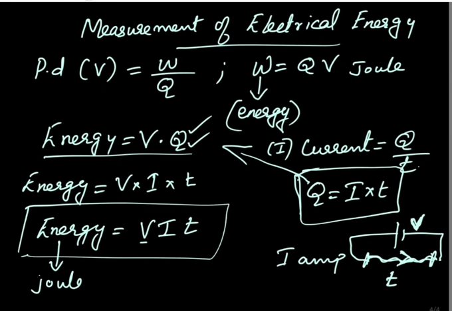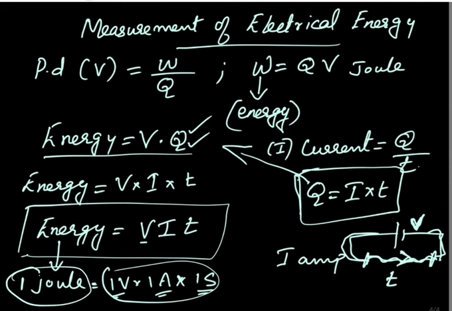Okay, so you can even define joule in terms of voltage, current and time. So 1 joule will be 1 volt multiplied with 1 ampere multiplied with 1 second. That is, suppose a conductor is carrying a current of 1 ampere for 1 second, and if the potential which we apply between the conductor is 1 volt, then we can say that 1 joule of energy will be across the conductor.